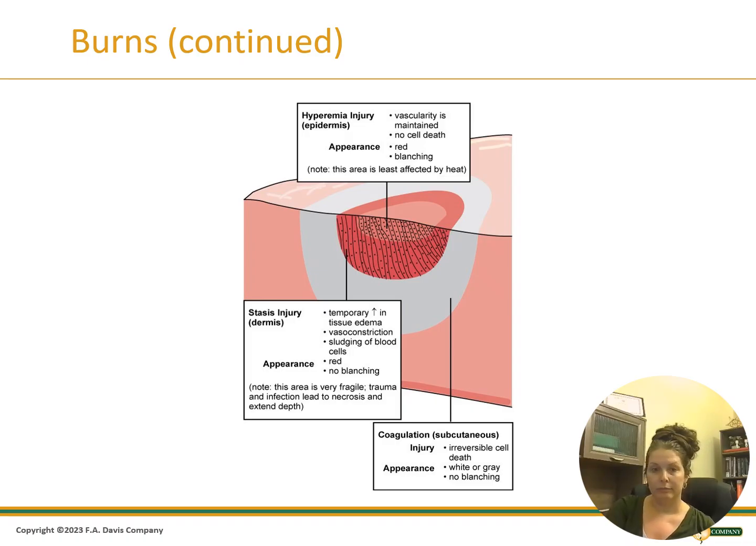Our very center layer there, our hyperemia, that's going to be our least affected area. So the vascularity is maintained. There's no permanent cell death, only minor inflammation. It's going to be red but blanch when pressed, and this zone can heal on its own within days or weeks. So think like with this very center layer, like your sunburned skin. So you can press on it, and when you release it, it's red, you press on it, it blanches. Okay.